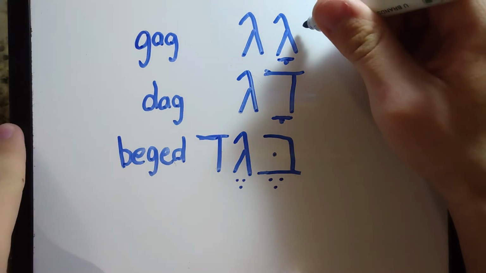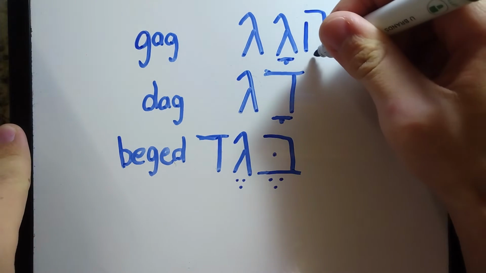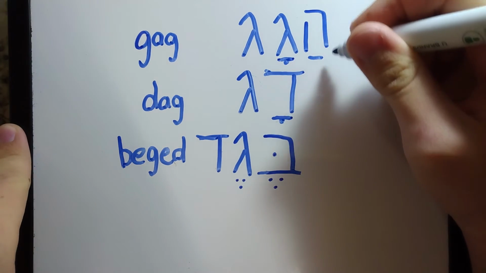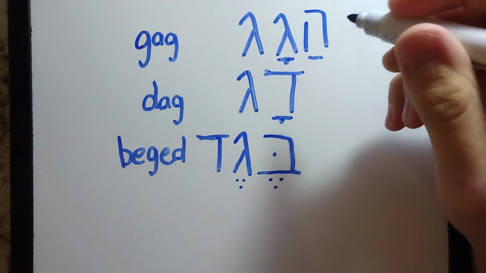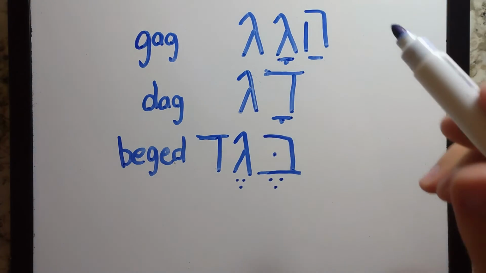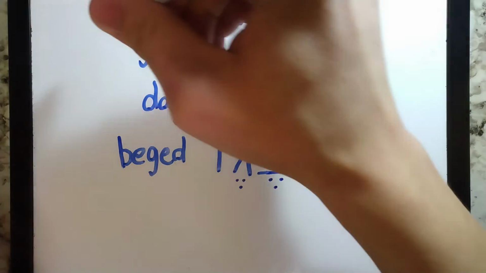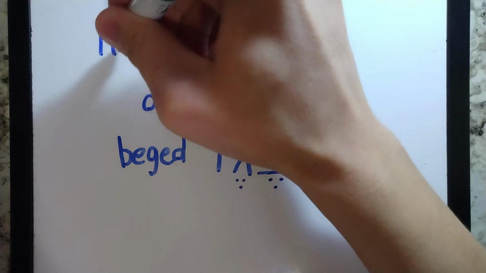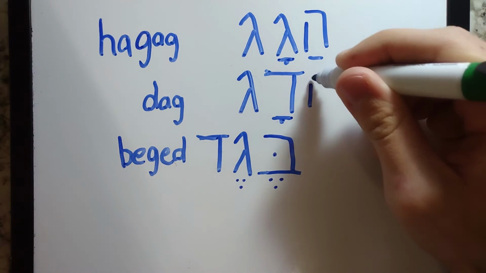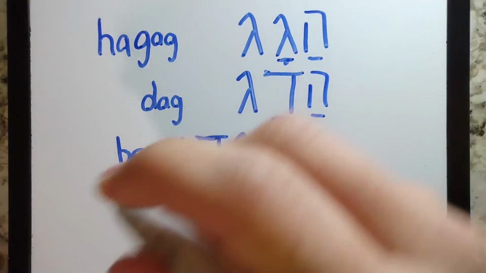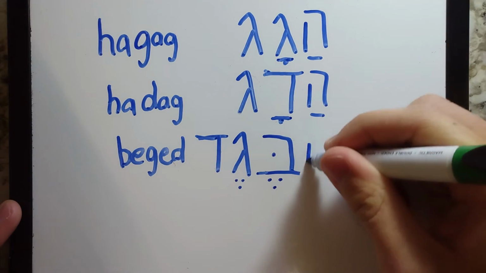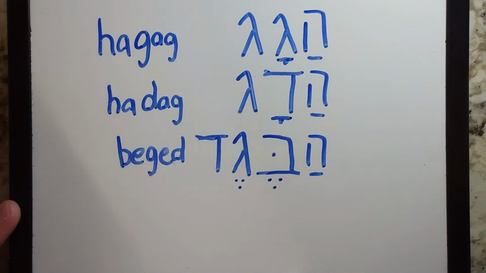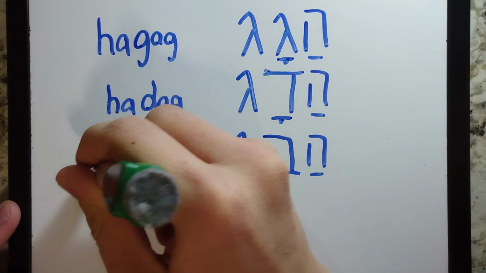We can take a hey with a patach under it to have h, ah, ha. Then we can attach this onto any word we've learned so far to mean the. Ha-gog, the roof. Ha-dog, the fish. Ha-beged, the garment.